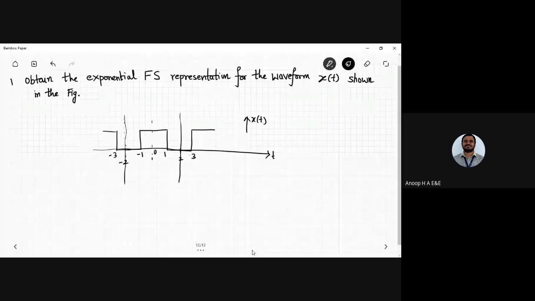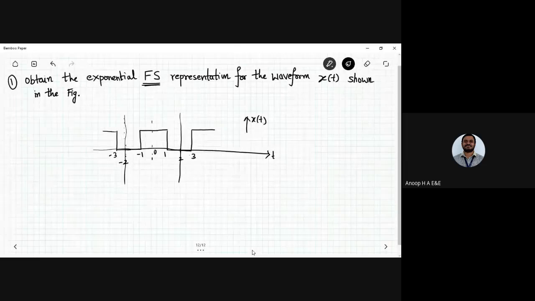Yes, so this is the problem that is there in the Fourier series expansion, written in the exponential representation. The problem goes this way: obtain the exponential Fourier series representation for the waveform x of t shown in the figure below. I repeat, obtain the exponential Fourier series representation for the waveform x of t as shown in the figure below. This is the continuous time signal.